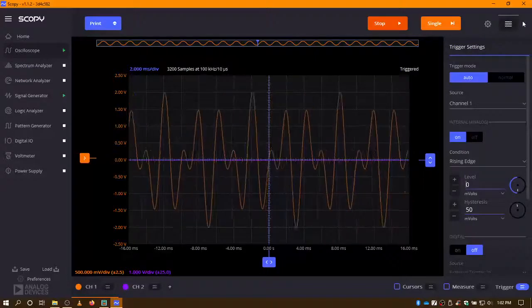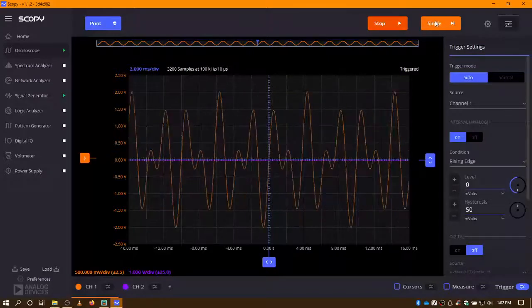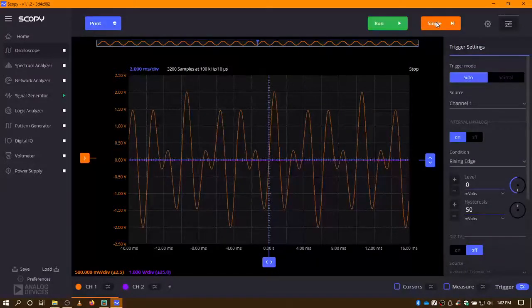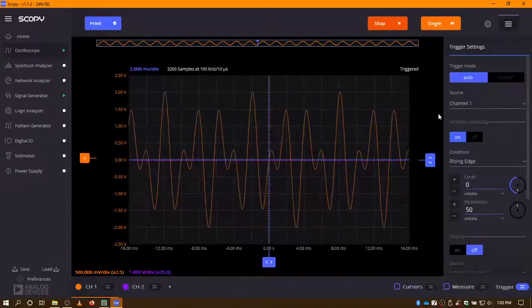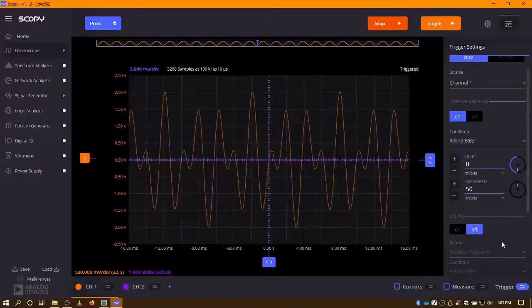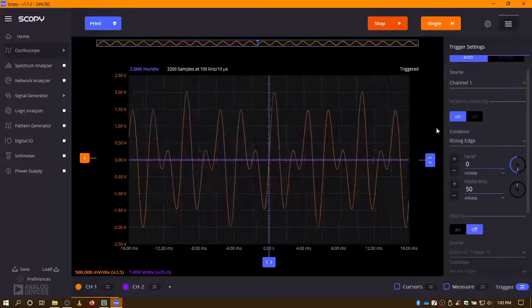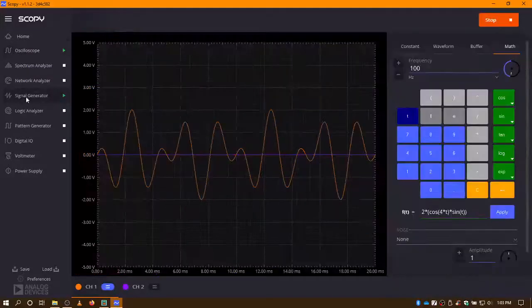Okay. And one other feature you can do here, right now it's in continuous run. You can do a single trigger. What that will do is take the first rising edge it sees, fill the screen, and freeze it. So it's no longer taking any more information. If you notice here, the green arrow is gone, so it's done. It's one shot and it's done. Set it back up for continuous running here. So that's some of the features you can get from the signal generator using math functions.